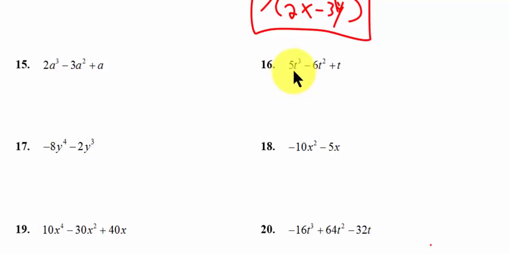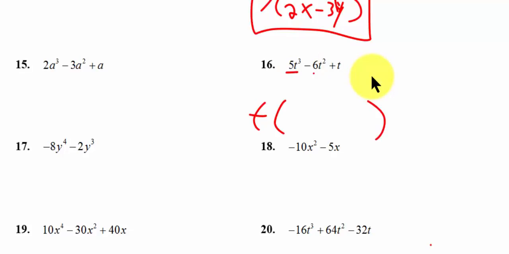I have 5t cubed minus 6t squared plus t. Now this is different. I have a t in each term. So the biggest number that goes into 5, 6, and 1 is really just 1. So there's no number I can factor out, but I can factor out a t. Remember, you take the t with the smallest exponent. So you have t cubed, t squared, and t to the 1. So you factor out just the t.